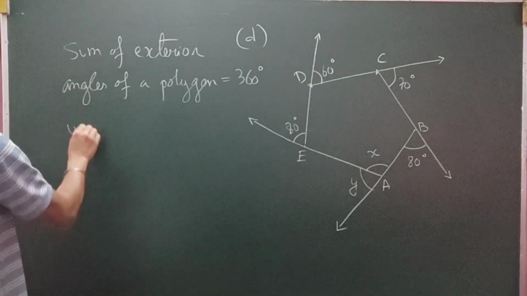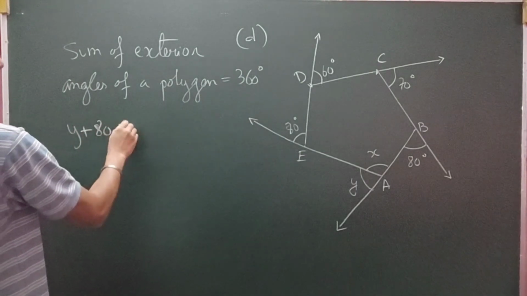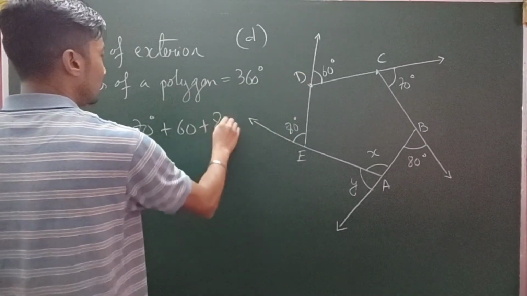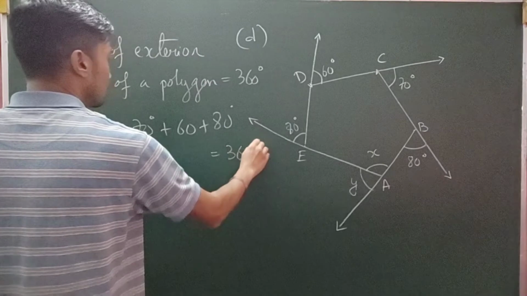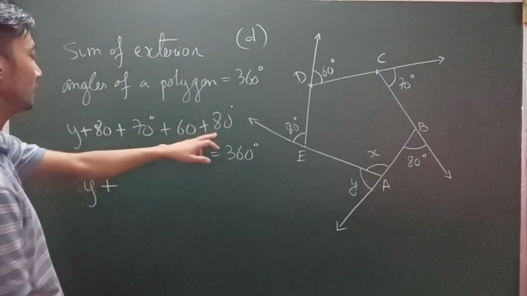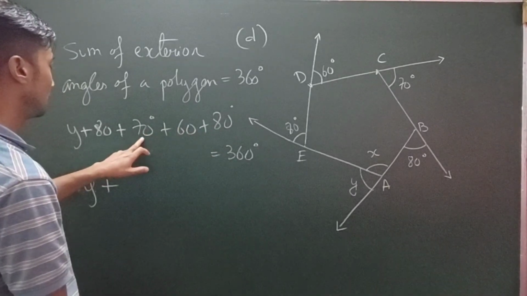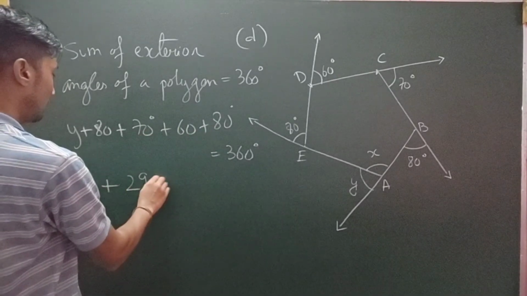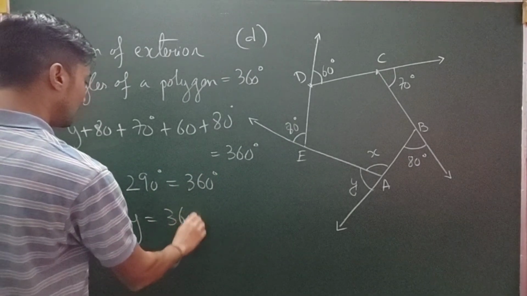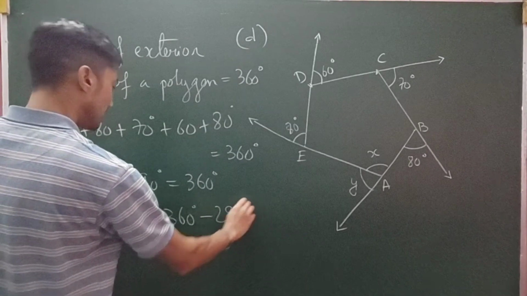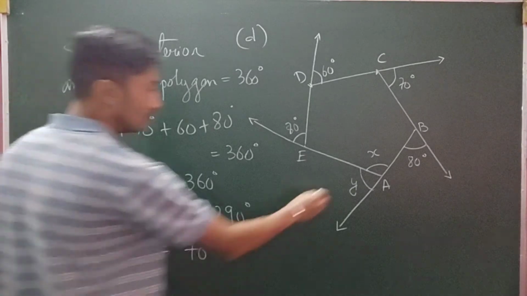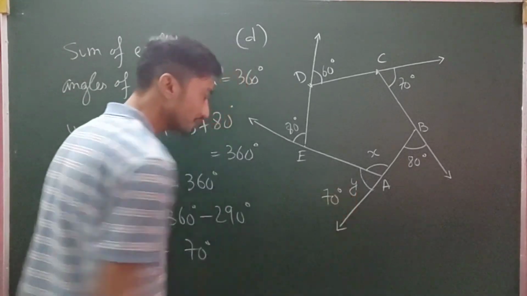So that's going to be y plus 80 degrees plus 70 plus 60 plus 80 equals 360 degrees. So y plus, how much will this be? 80, 80 is 160, 220, 290. 290 degrees equal to 360 degrees. So y will be how much? 360 degrees minus 290 degrees. So that will be 70 degrees.